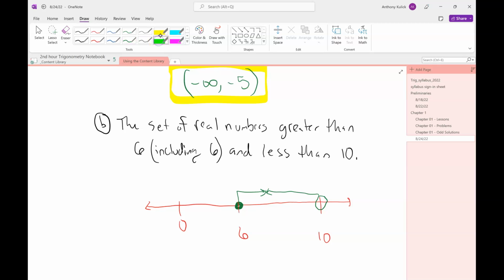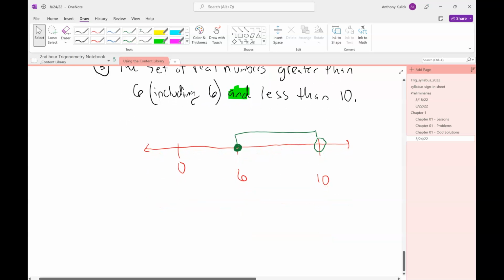So the word in here that's important to me is this word and. What that word and is implying is it's just the numbers between 6 and 10. Everybody's cool with that? Yes. Okay. So let's write our interval. Our lower bound is 6, our upper bound is 10. Should 6 get a bracket or a parenthesis? Bracket, because 6 is included in the set, and 10 should get a parenthesis because it's not included in the set. Does everybody feel pretty good so far in what we've done?